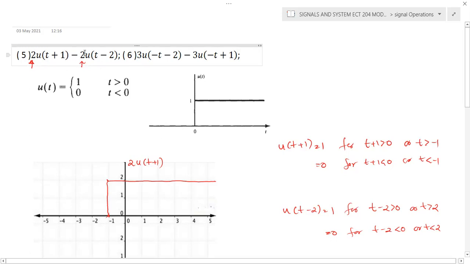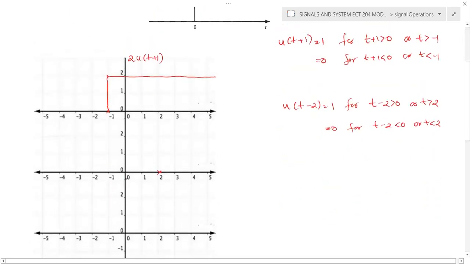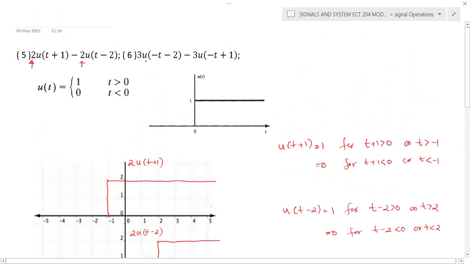Now we are considering it as 2, so we will draw the signal 2 u of t minus 2. So this is the point 2, and the signal magnitude is 2 for t greater than 2. Okay, so this is the signal 2 u of t minus 2. Now we need to consider the signal.